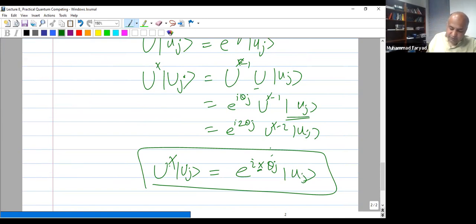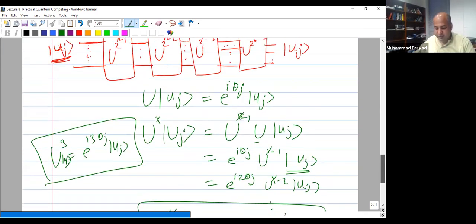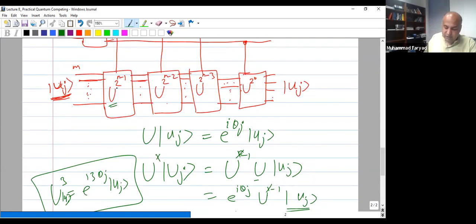Just to give you an example, if you apply a unitary operator three times, this essentially means exponential iota 3 theta j u j on u j, and so on. So it means that when we are applying this unitary operator 2 power n minus 1 times, this essentially is giving us this u j vector right here again, but with a phase factor exponential iota 2 power n minus 1 into theta, and so on. So that's why this state u j is available all the way up here, but there are phases that are being present at different states.